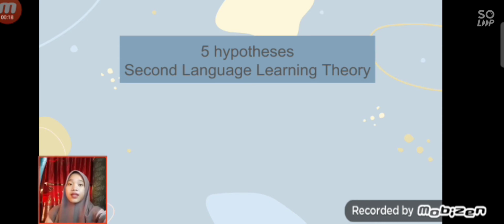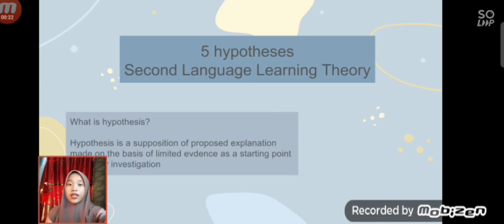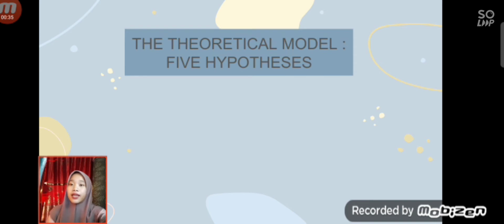Before that, what is a hypothesis actually? A hypothesis is a supposition or proposed explanation made on the basis of limited evidence as a starting point for further investigation. Next, the theoretical model or 5 hypotheses. The first, the acquisition learning hypothesis.